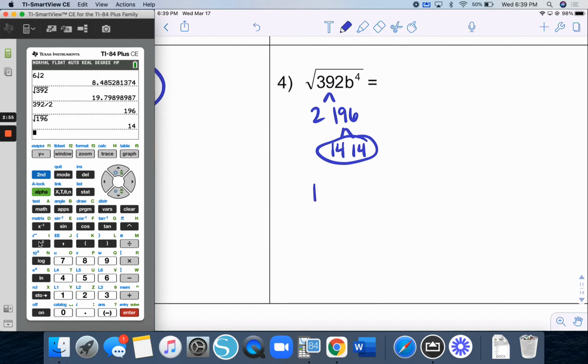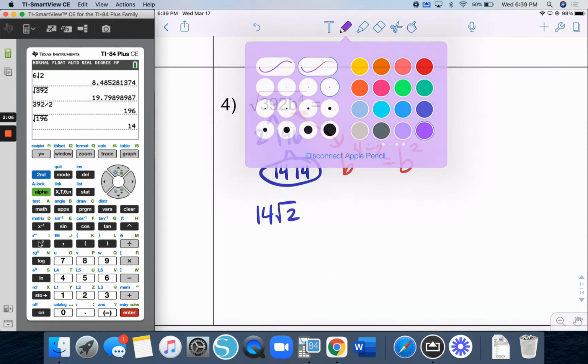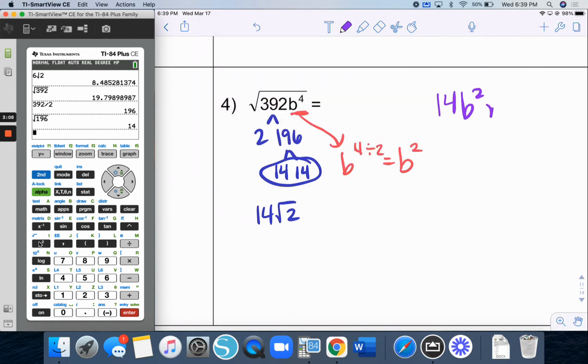Now with letters, we haven't looked at these in a little bit. Remember, you take your exponent and divide by 2. So 4 divided by 2 is 2. That works nicely. So that's going to go outside as well. So we have a 14 and a b squared on the outside, and then a 2 that's left on the inside. Remember, with letters, if you end up with a 0.5, that means you have one letter left on the inside. If they all worked nicely, meaning they were even, then everything goes on the outside.